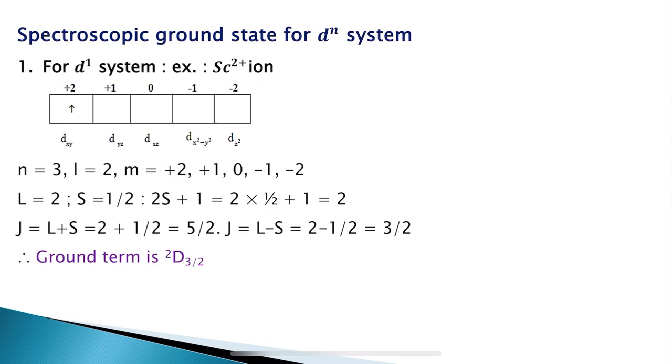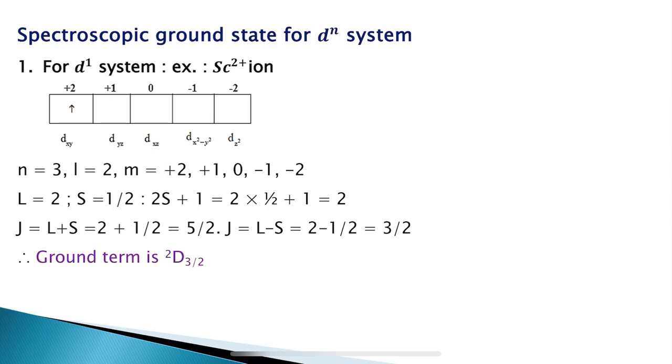So how are we going to assign the spectroscopic ground term for a d^n system? Let me consider the first example, a d1 system. For example, scandium 2+, where 2+ represents the oxidation state, not the electron count. Since it is a d1 system, only one electron will be present. According to Hund's rule, it will take this position. The d subshells are dxy, dyz, dxz, dx²−y² and dz². In this way, we are going to assign the electrons in the d subshell.